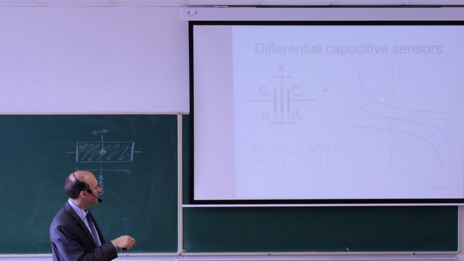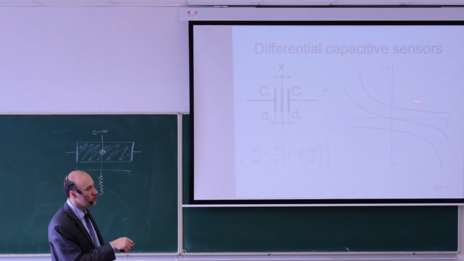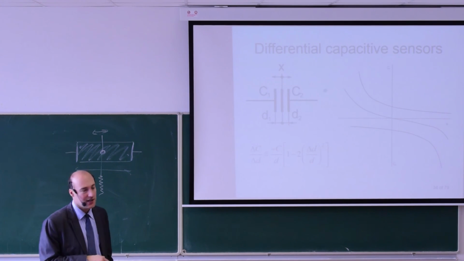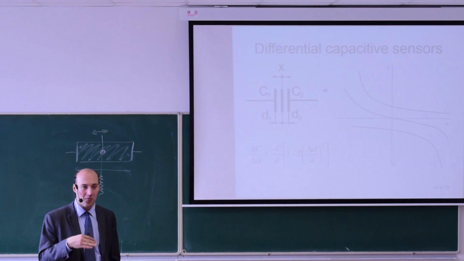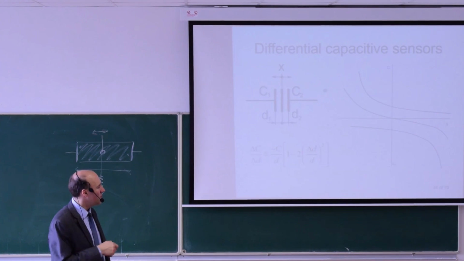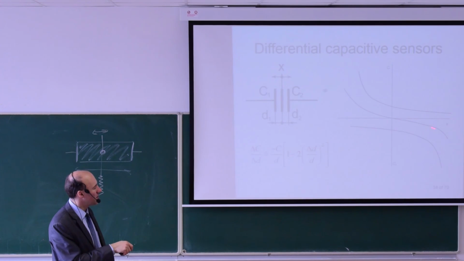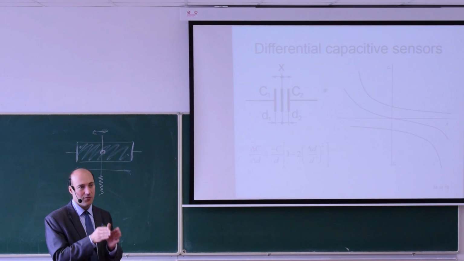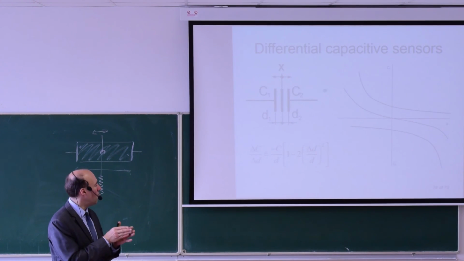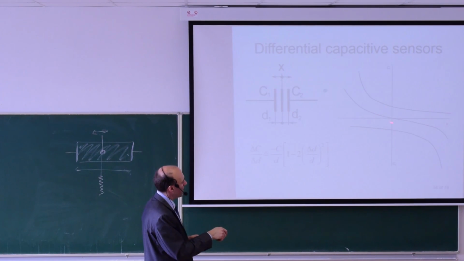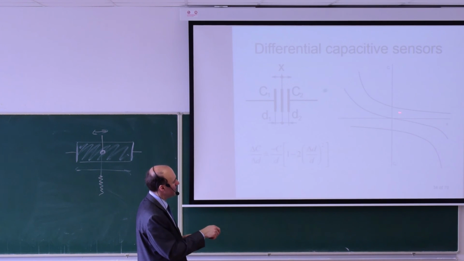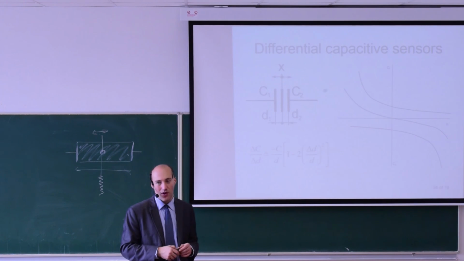So this is the steady state characteristic for C1 as a function of x. This is the same for C2 as a function of x. But if you combine it together, you can have this kind of characteristic. So we see that there is a linear section almost around the origin, so around the position where the electrode is centered. And then I have a quite good sensitivity here in this area as well.